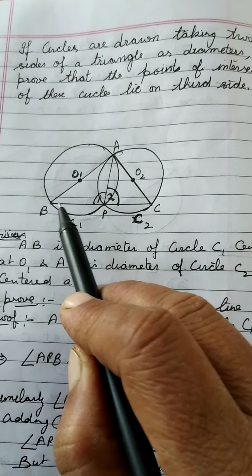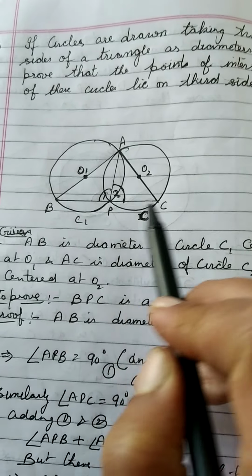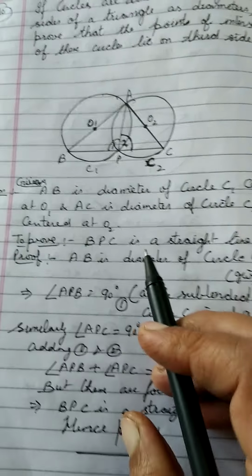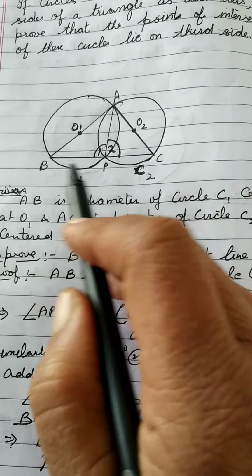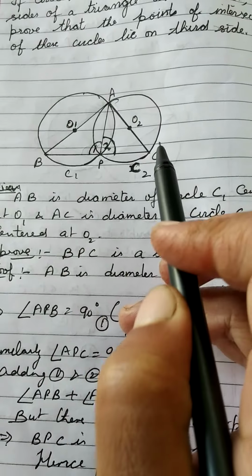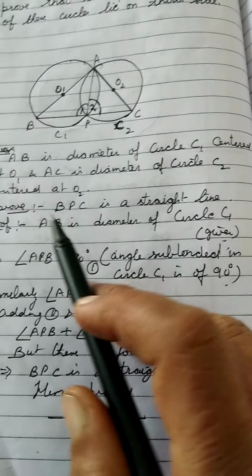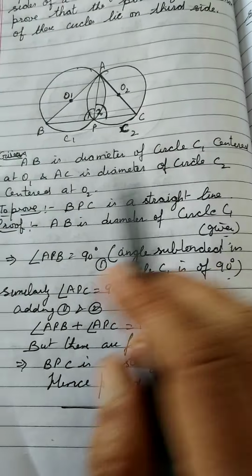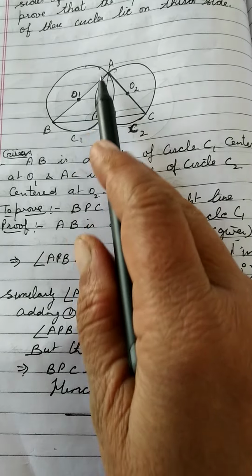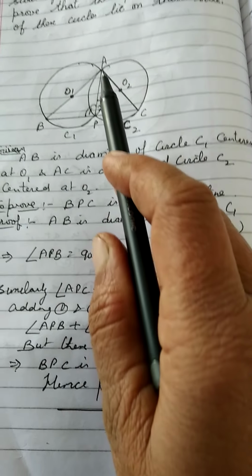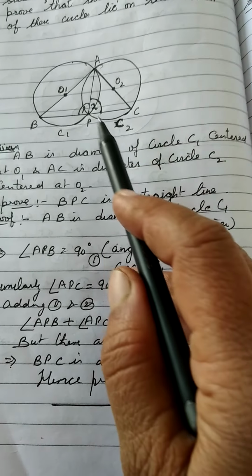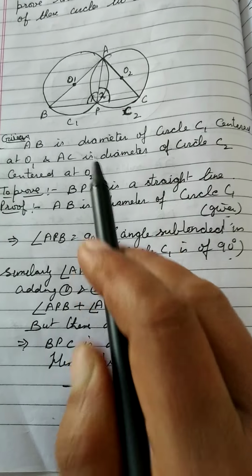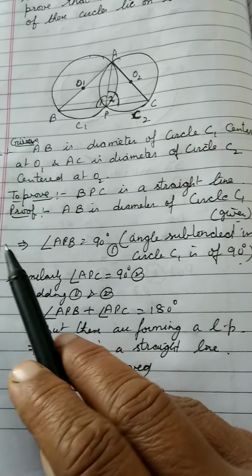Now we are to prove that BPC is a straight line. Means this is the third side of the triangle ABC. If BC is a straight line, then it will be the third side of the triangle ABC. Now given is that AB is the diameter of circle C1 centered at O1. O1 is the center of the circle. AC is the diameter of the circle C2 centered at O2. Now to prove is BPC is a straight line.